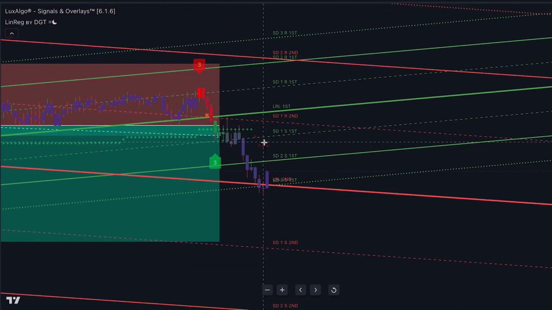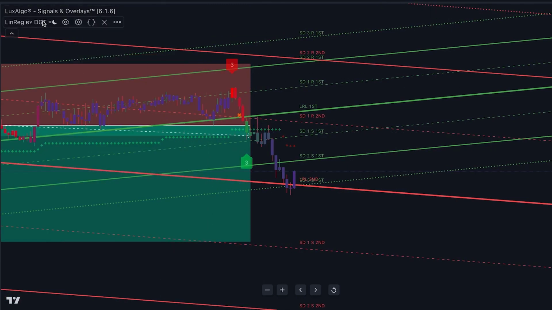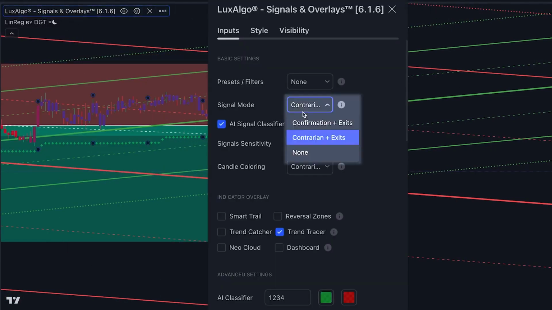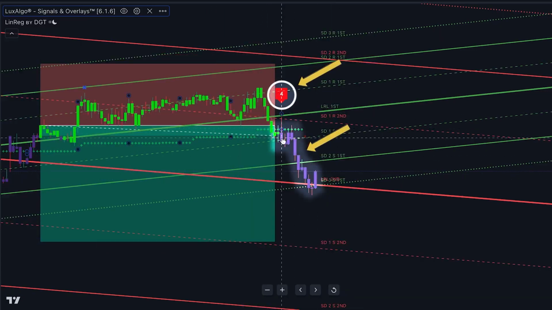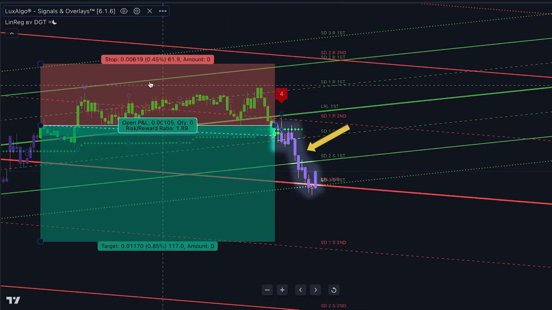Additionally, now that we have a reversal entry, we will also switch the signal mode to confirmation to add another layer of confidence in confirming the downtrend. If the downtrend is confirmed, we can move stops to break even.